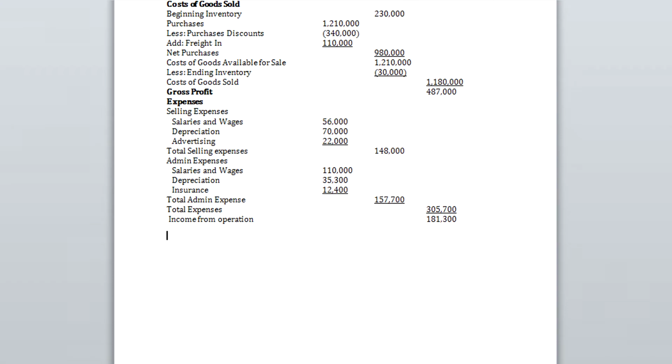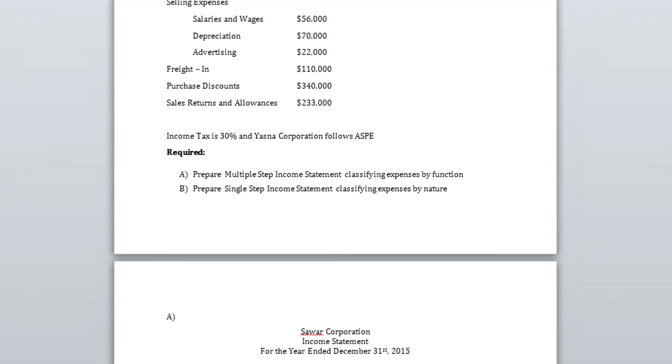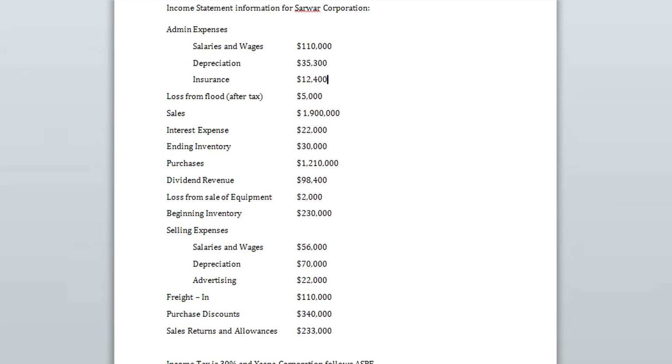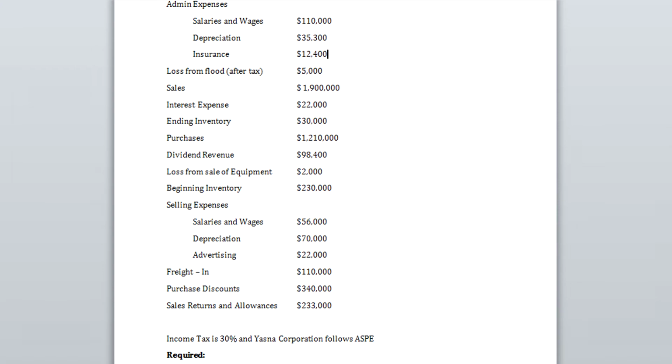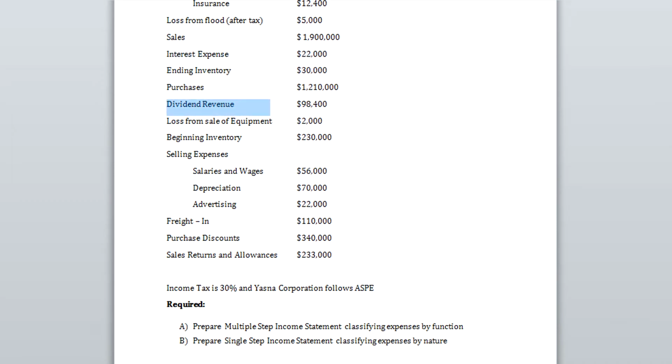Okay, so first again, we always start with revenues. So this is where we record our second revenues, our non-operating ones, and we call these other revenues and gains. Let's take a look at what kind of other revenues and gains we have. We've already done admin expense. Loss from flood, that's an expense. Sales, we already dealt with that. Interest expense is an other expense. Purchase and inventory. We do have dividend revenue. Now that is an other revenue and gain. That's a non-operating revenue. We don't usually incur dividend revenue on a day-to-day basis.